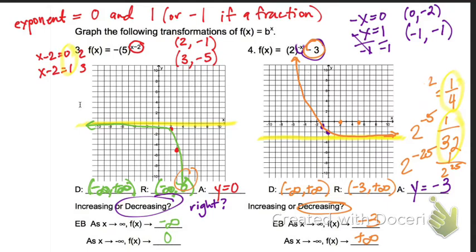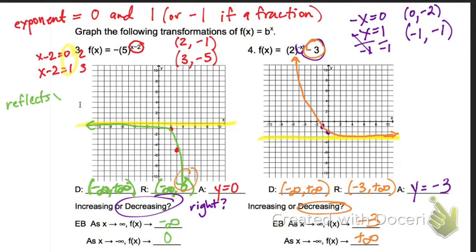Okay, that makes sense. The last thing I want to do is write in the transformations, because the homework asks you for transformations. So let's look at number 3, transformations. Somebody give me one transformation on number 3. Reflects over the x-axis. Good. Because of the negative. What does the 5 tell me? Look at your notes. It's the B. Horizontal stretch by 5. And what does the x minus 2 tell me?